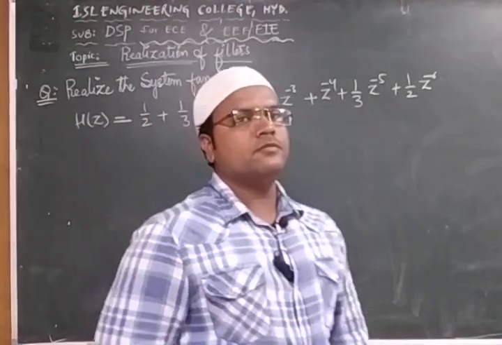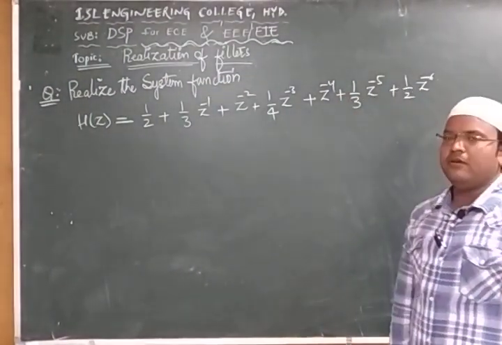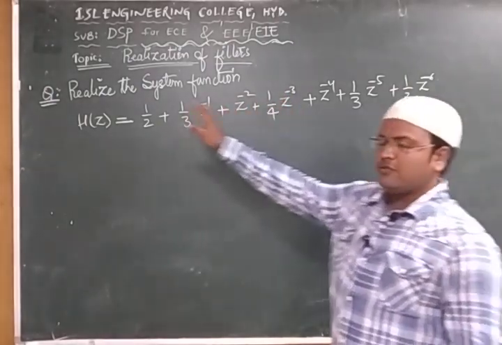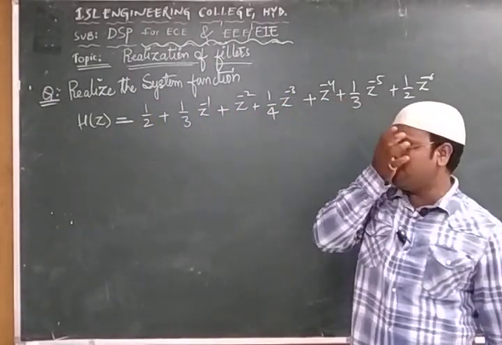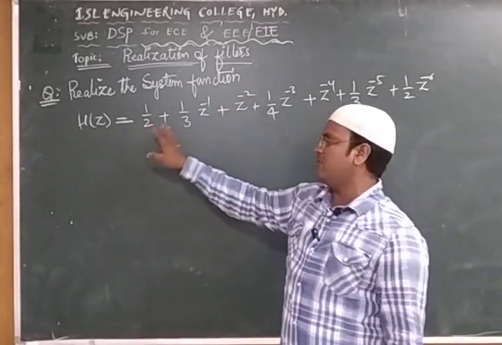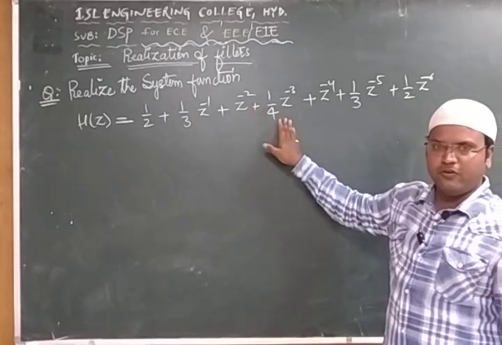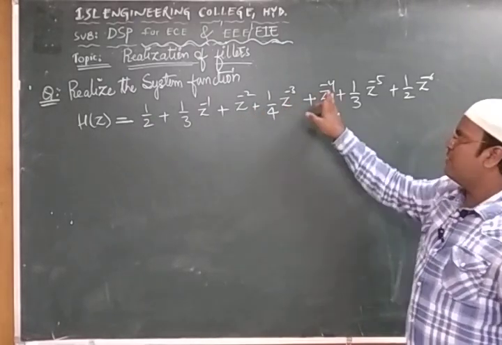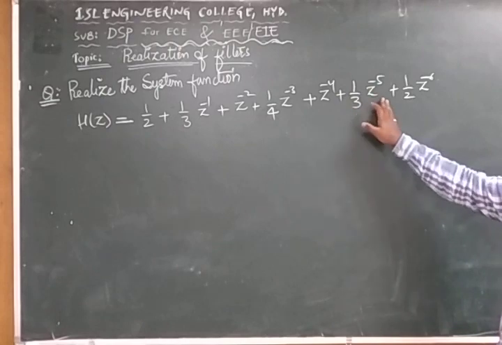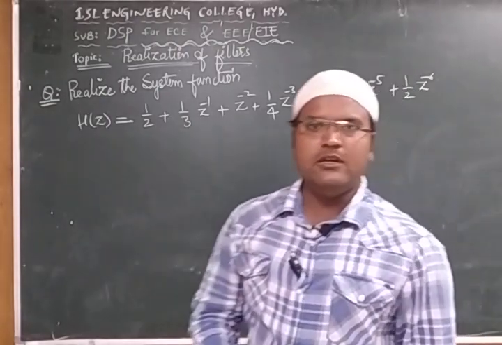Good morning, students. In today's class we are going to continue the concepts that we are left with, realization of the filter. In that we'll do one problem. In the question they said, realize the system whose function H of z is given as 1/2 + 1/3 z^-1 + z^-2 + 1/4 z^-3 + z^-4 + 1/3 z^-5 + 1/2 z^-6. So this is the given function.